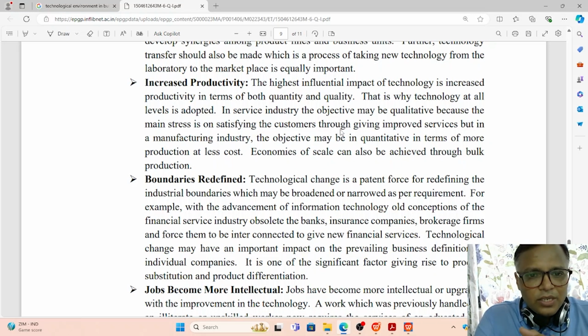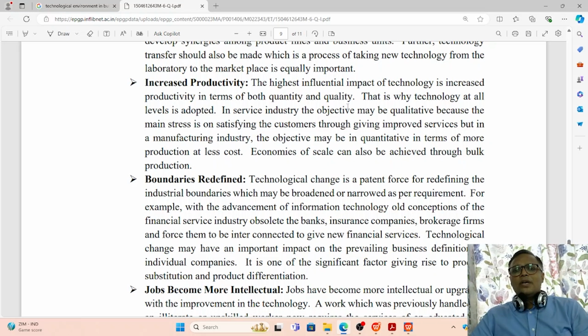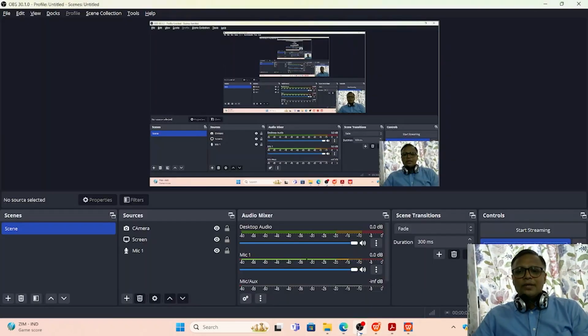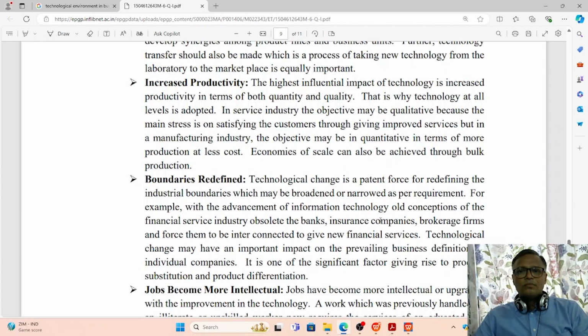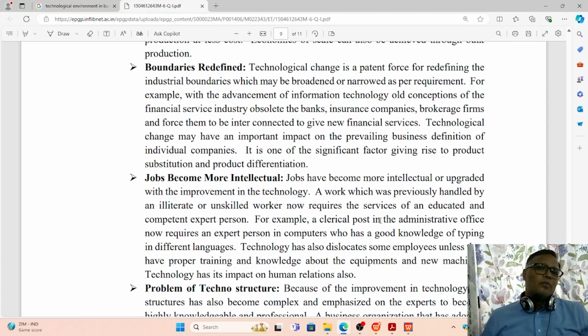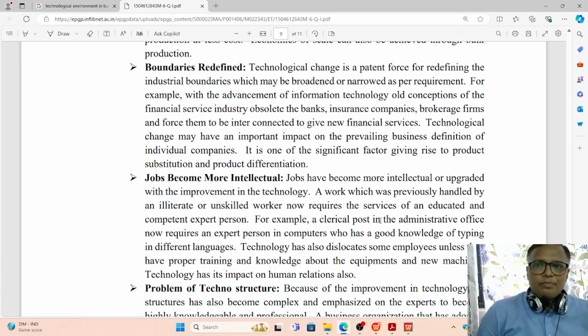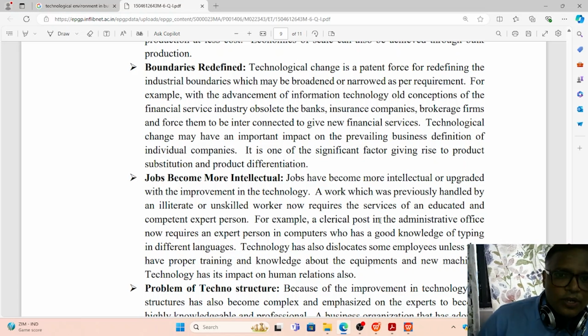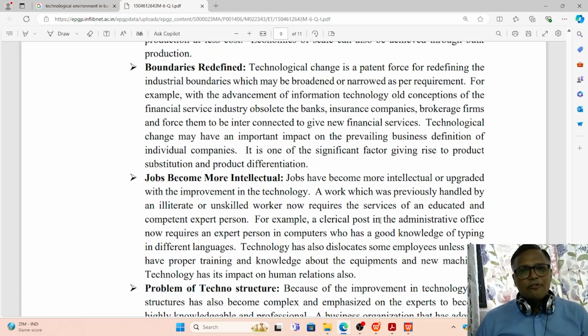Next is about the boundaries, and how the boundaries are redefined. Technological change is a potent force for redefining industrial boundaries, which may be broadened or narrowed as per the requirement. For example, with the advancement of information technology, the old conception of the financial services industry is obsolete. Banks, insurance companies, and brokerage firms are forced to be interconnected to give financial services. Thus, technological changes have had an important impact on the business definitions of individual companies. It is one of the significant factors which gives rise to product substitution and product differentiation.